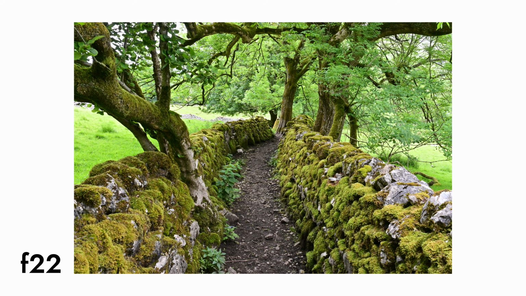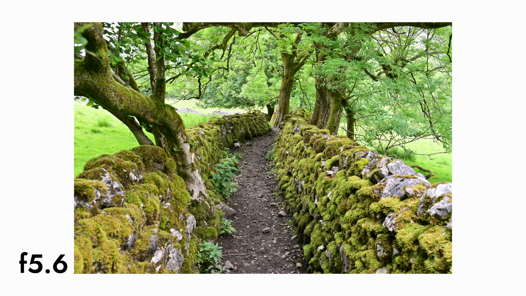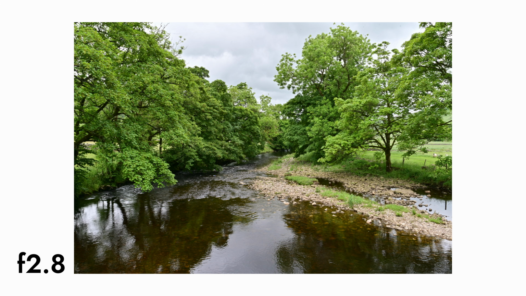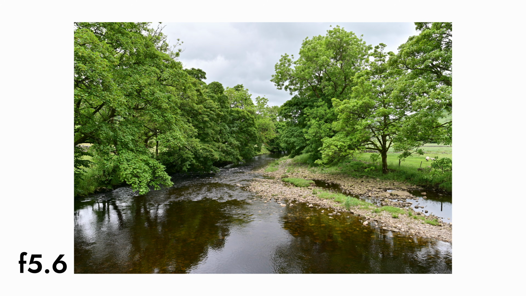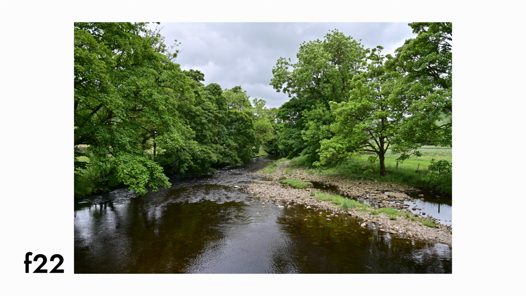Depth of field, as well as relying on aperture, also relies on how close we are to the thing that's immediately in front of us that we're photographing. So you can see in this example of the path leading through the trees, at wider apertures the fall off in focus is on the wall in the foreground, whereas in this example of the shot taken down the river from the bridge, because there's nothing immediately in front of us, the difference between the aperture settings is much more difficult to tell apart.